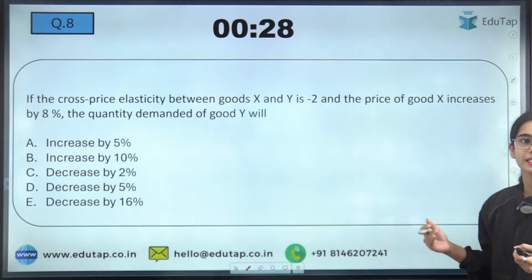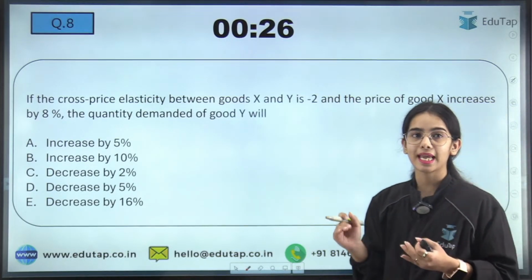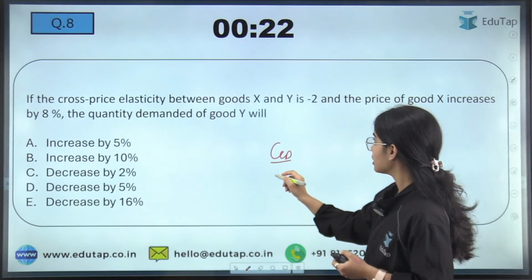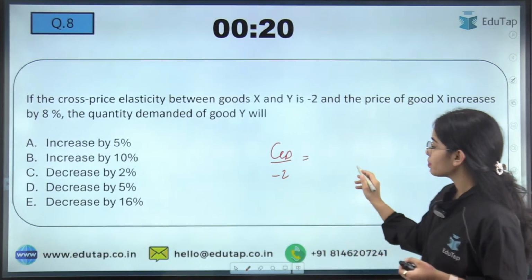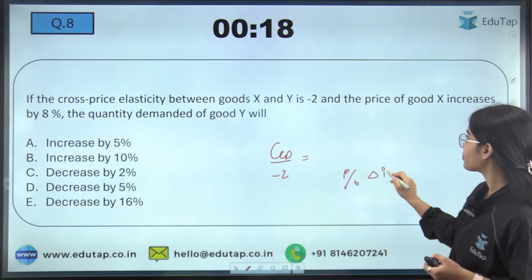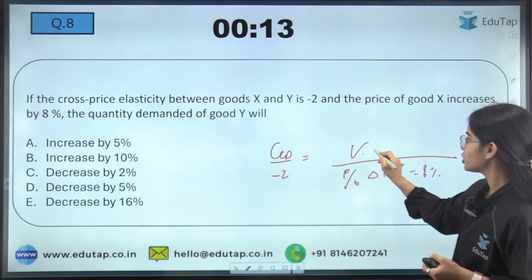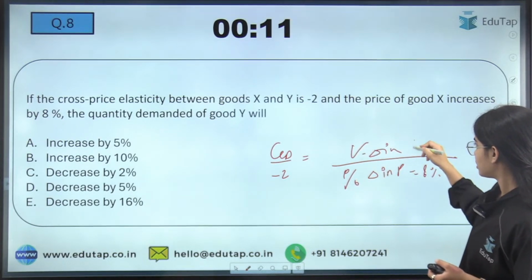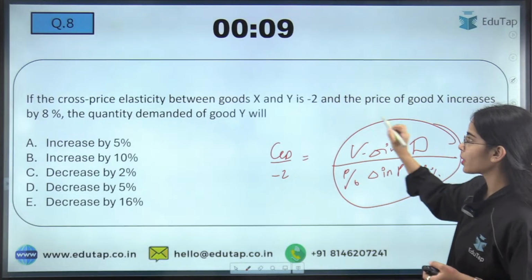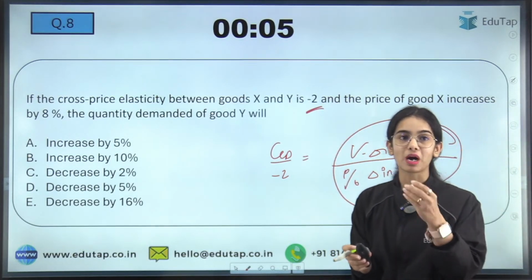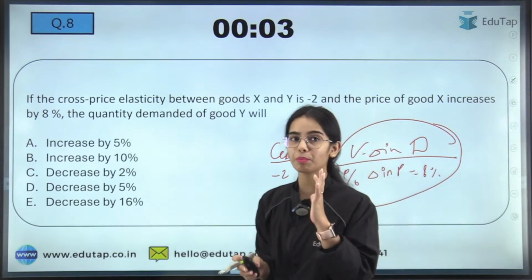So if the cross price elasticity between good X and Y is -2, with a percentage change in price by 8%, what is going to be the percentage change in demand? You have to tell me. Here you have a negative sign, meaning the cross elasticity of demand is negative. That means first of all they are complementary goods.